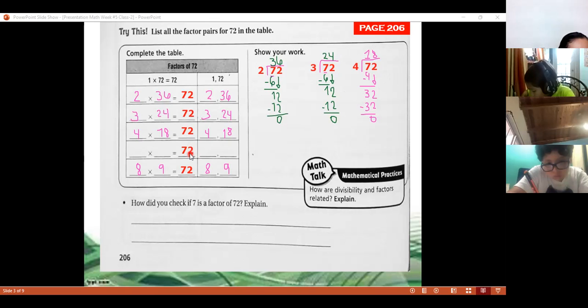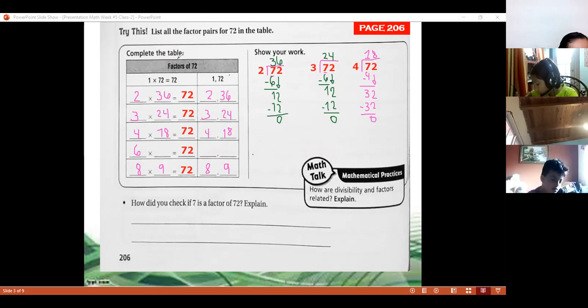Now, by 6, yes, by 6 we can try. By 6 we can try because this follows the rule of number 2 and number 3, so we can divide 72 by 6. Let's check here. What is the answer of this division? 7 divided by 6.